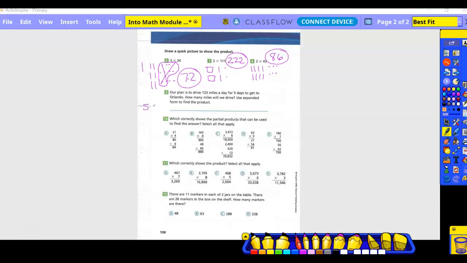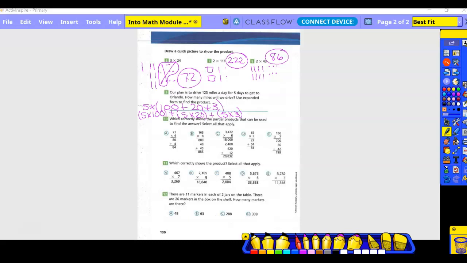So we would do 5 times, and this is where I pull apart my 123. So what am I going to pull it apart to? 100 plus what? 20 plus 3. Now I work this out and I do 5 times 100 plus 5 times 20 plus 5 times 3. And I use my parentheses to keep that stuff together, correct?